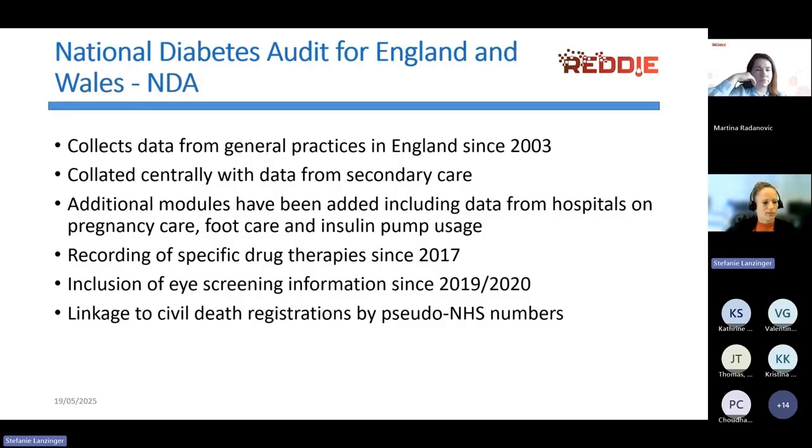Eye screening information has been added recently, and also in England and Wales, data between these registries, between different data sources, can be linked. So also, for example, linkage to civil death registration by a pseudonymized NHS number. So here also we have the advantage to link several data sources together.